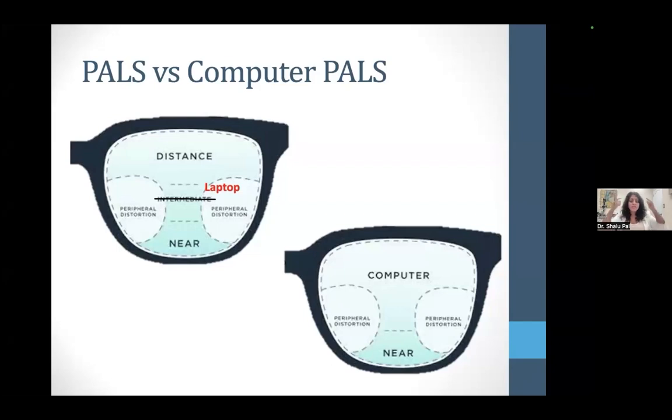Then they get it. It visually connects. They're hearing it, they're seeing it. It all makes sense to them. And so I have now people understanding what the difference is between a pair of computer progressives and a full progressive. And I say, basically, we chop off the distance and we expand the rest. So your computer prescription is at eye level. So you're no longer going to be doing this head bobbing situation.